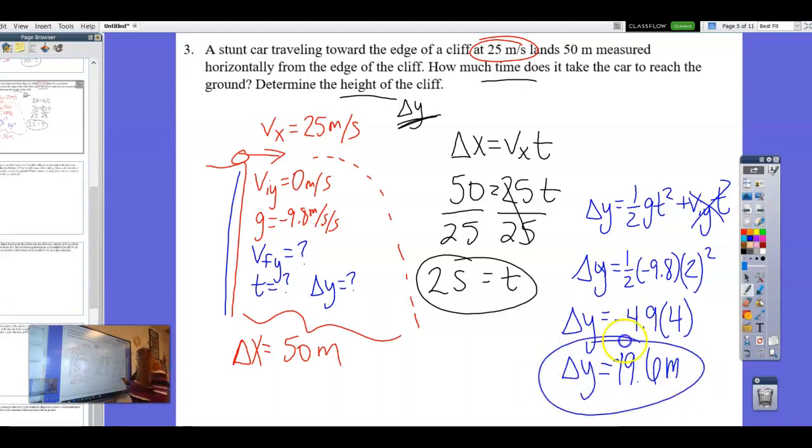Now, I want you to think about what that negative means. That negative just tells us that it actually ended below where it started. So that makes sense. Gravity is going to pull that car down as it comes off the cliff. Alrighty, you guys have about 3 questions to work on your own. I will provide the solutions, but I would like to see you do the work to get there.